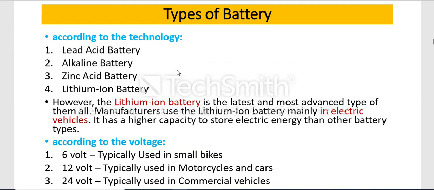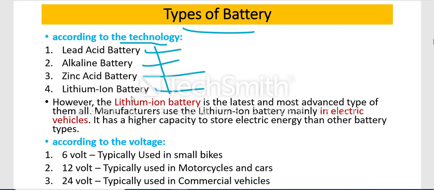Okay, now next is types of battery. Okay, so according to technology, first point is according to technology, four types are there. First type is lead acid battery, second type is the alkaline battery, third one is zinc acid battery, fourth one is lithium ion battery. Okay, so these are the four types of batteries according to the technology. Okay, and in your syllabus only lead acid battery is there. Okay, only lead acid battery is there, and we are going to study it in detail.